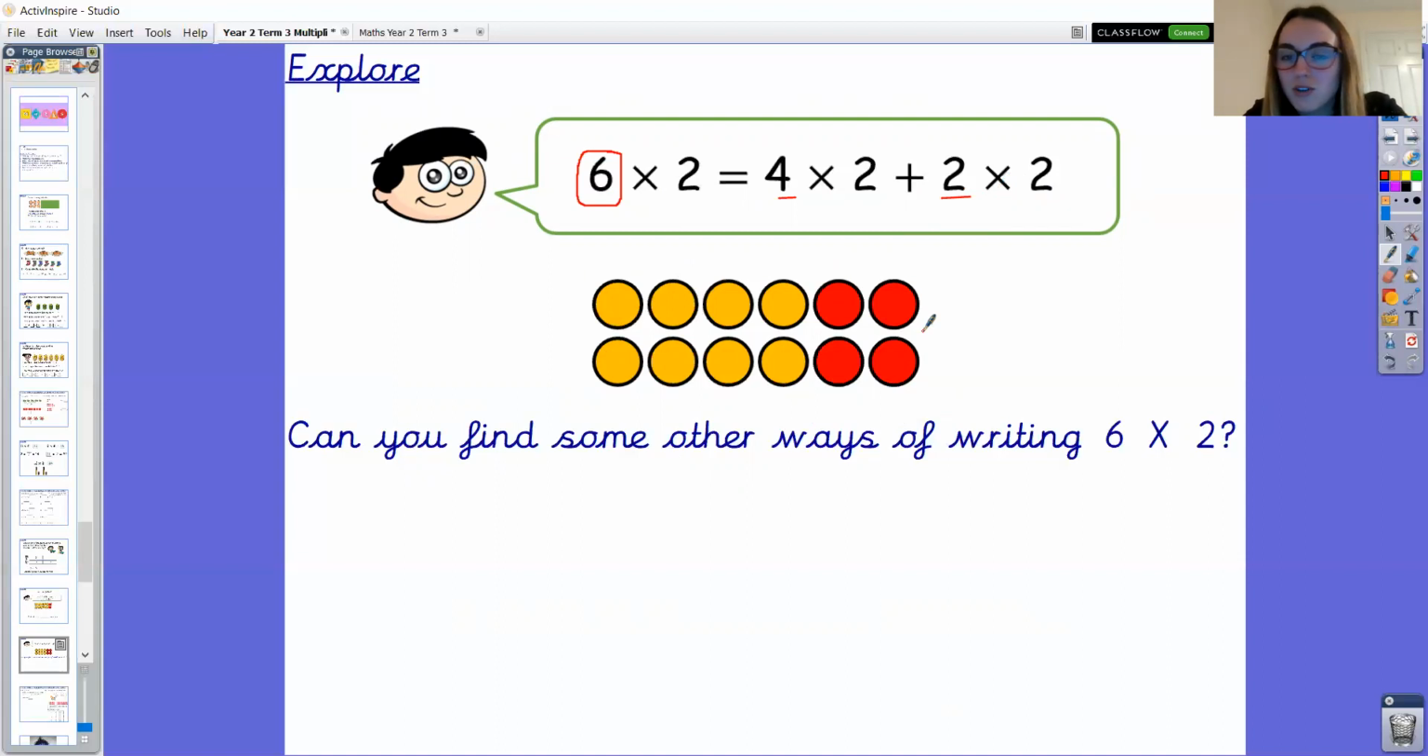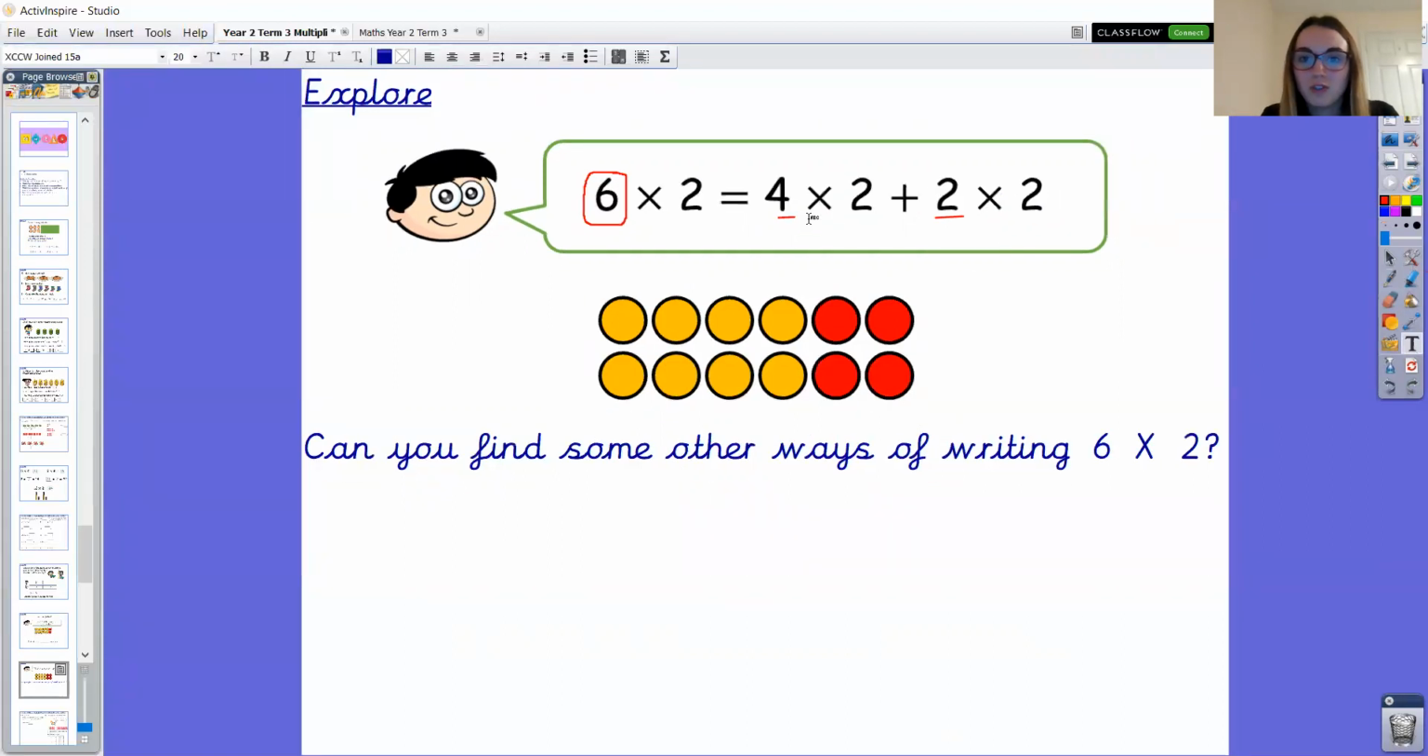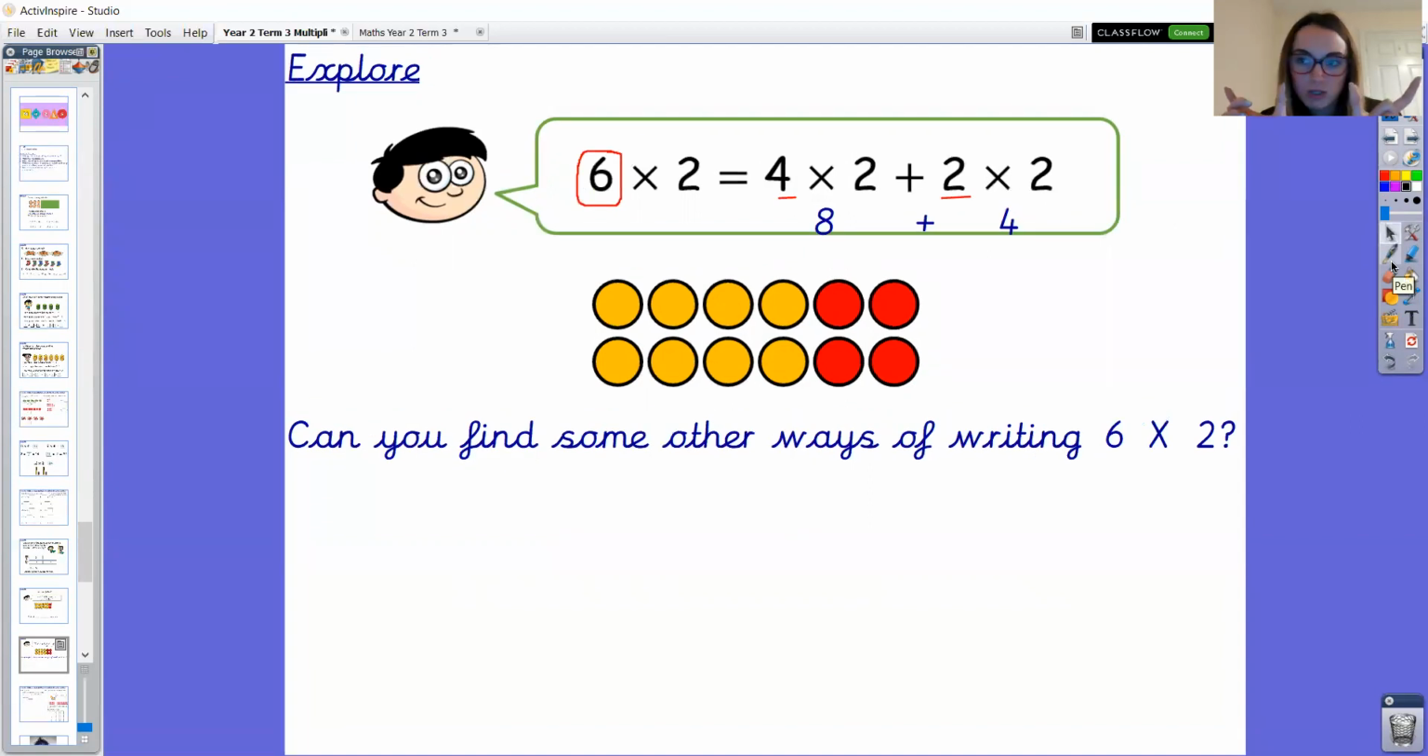Because what is the product of 4 times 2? Well done, the product of 4 times 2 equals 8. And what is the product of 2 times 2? 4, brilliant. And we know 8 add 4 equals 12, okay? So we're thinking about bringing together 2 multiplications and adding them together to make the same total as 6 times 2. So please can you pause the video here and have a go at finding some other ways of writing 6 times 2.